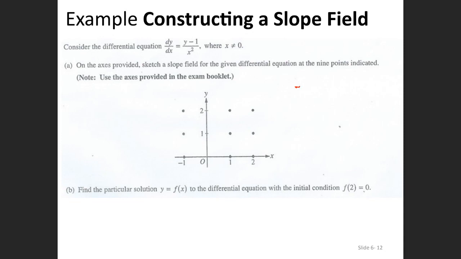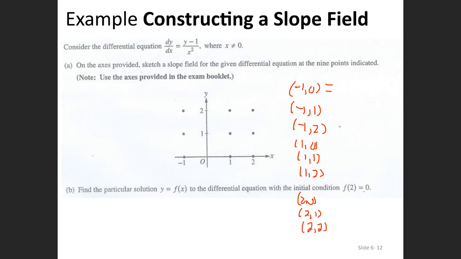Okay, so we have negative 1, 0. We have negative 1, 1. We have negative 1, 2. They don't ask us to find any values here because it's not solid. So here we have 1, 0, 1, 1, 1, 2. And then we have 2, 0, 2, 1, 2, 2. Okay, so what is it? Oh, where did my points go? There we are.